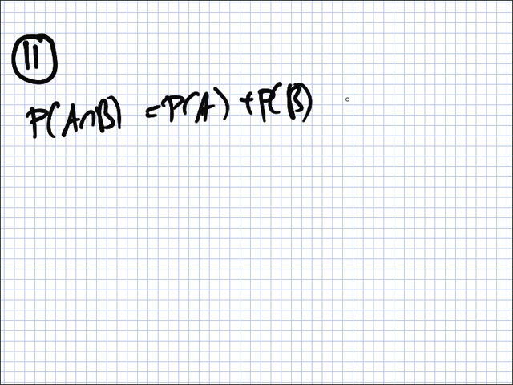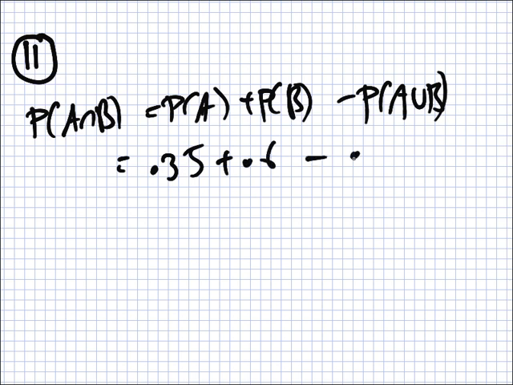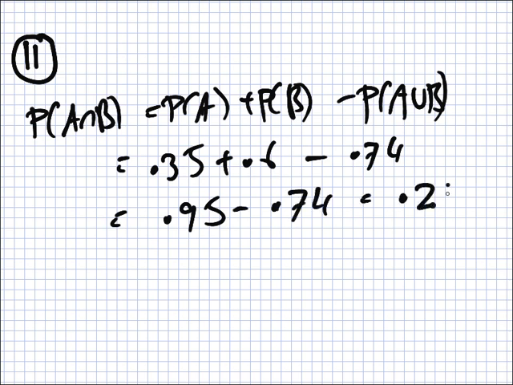So I can get P(A and B) by using the formula P(A) plus P(B) minus P(A or B). Or I can draw a Venn diagram. 0.35 plus 0.6 minus 0.74. That's 0.95 minus 0.74, which is 0.21.